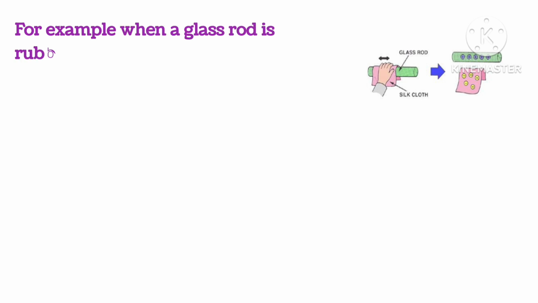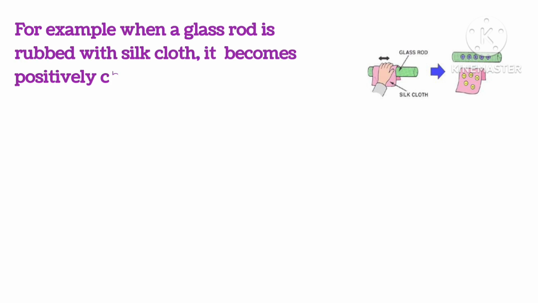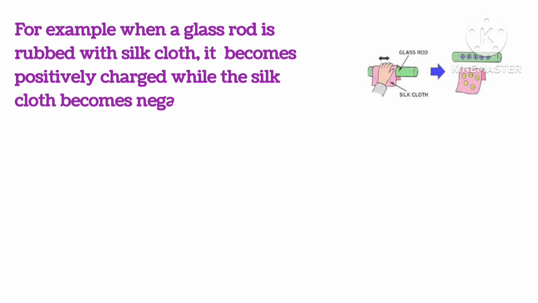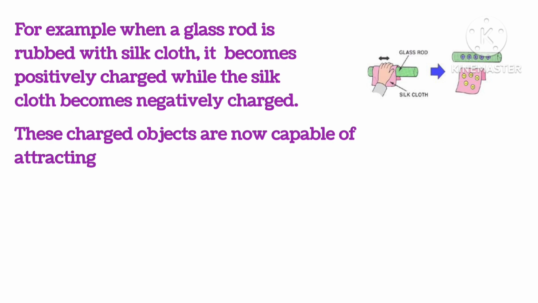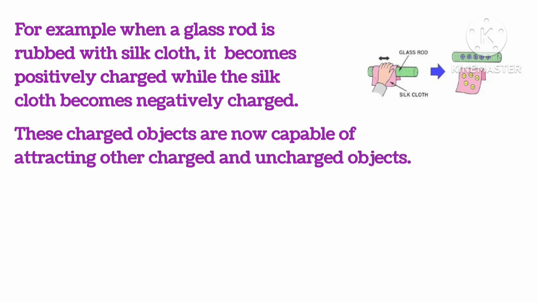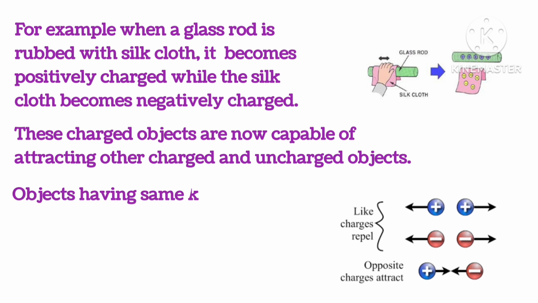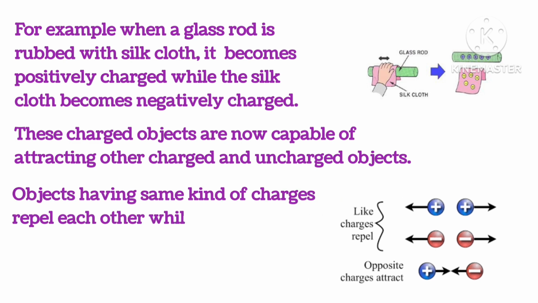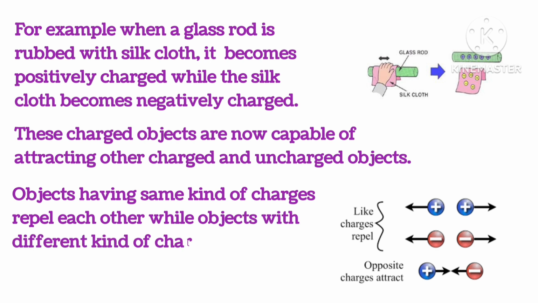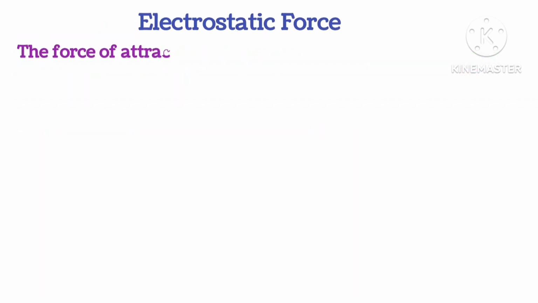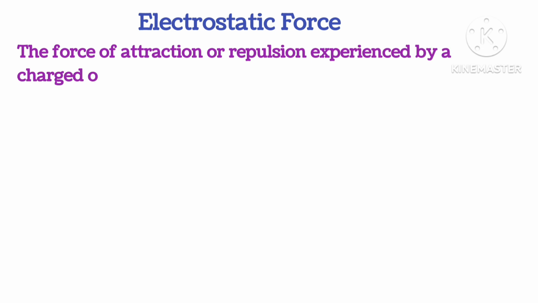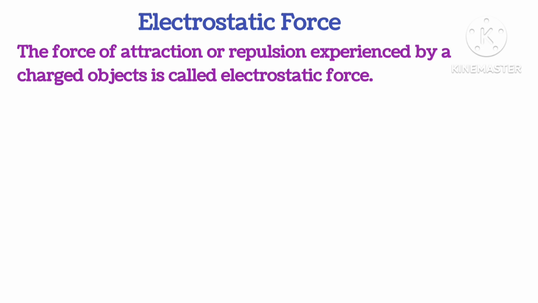For example, when a glass rod is rubbed with a silk cloth, it becomes positively charged while the silk cloth becomes negatively charged. These charged objects are now capable of attracting other charged and uncharged objects. Objects having the same kind of charges repel each other, while objects with different kinds of charges attract each other. Electrostatic force. The force of attraction or repulsion experienced by a charged object is called electrostatic force.